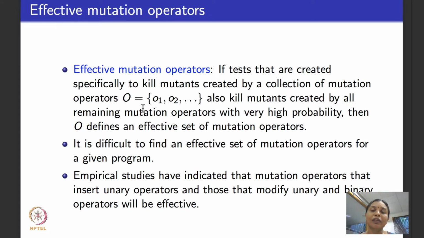So it will be a great thing if, given a method or a piece of language, you could have algorithms that determine right up front which are the effective set of mutation operators. Unfortunately, it's a difficult problem, an NP-complete or sometimes an undecidable problem, to determine an effective set of mutation operators even at the level of an individual method. But typically, various empirical studies in software engineering have indicated that mutation operators of this kind, those that insert unary operators and those that modify unary and binary operators, have proven to be very effective from the point of view of this definition. So that's the list that we are going to see in this lecture today.